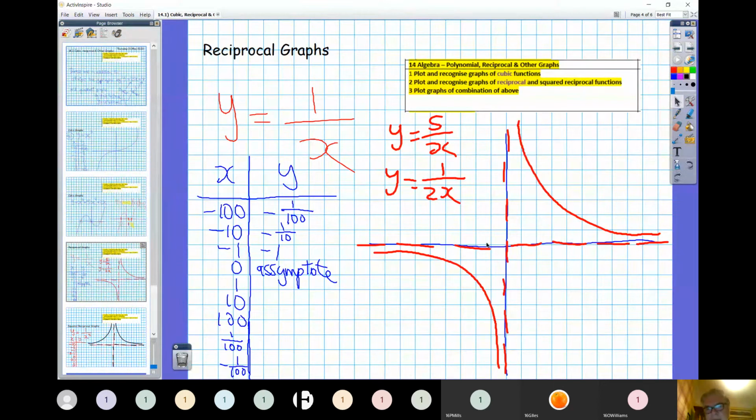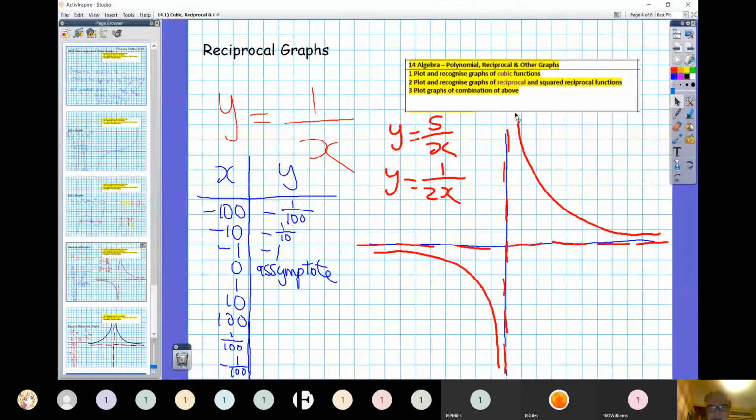Similarly, over here, once we've got a very big x value, say where x is 100, y is going to be 100th, which is a very small positive value. So you would get the coordinate 100, 0.01. And similarly, when you've got a very small x value, say 100th, 0.01, you would get 100 as your y value. So that's why we get this general shape like this.